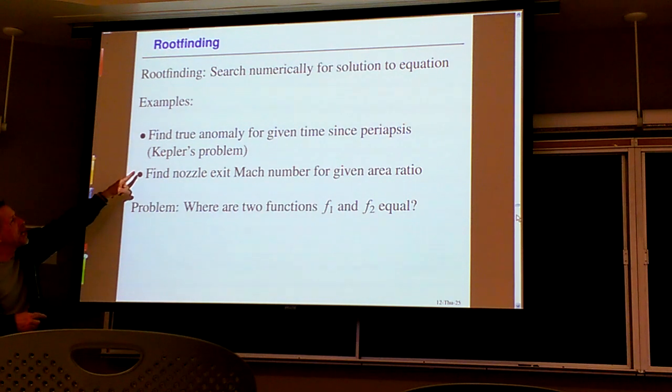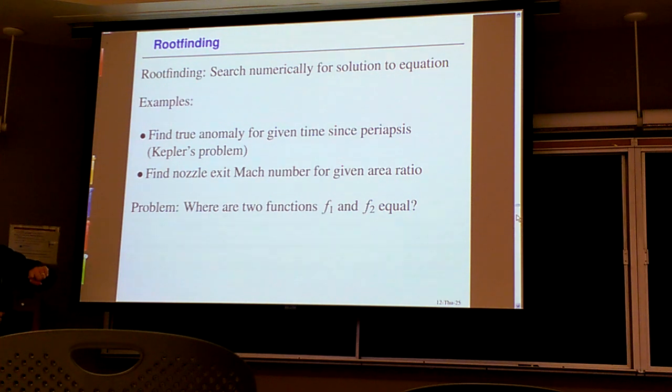Now we have the same thing for time since periapsis. Remember we have these formulas for how much time has passed since the spacecraft came through its periapsis. But that isn't what you often want to know. Most of the time, what you want to know is where it is at a given time, which is turning those formulas around. Again, they have these complicated rational functions with sines in them, so you cannot invert those. This is the so-called Kepler's problem, and so we use iterative solutions for these. You can use iterative solutions for these two, or you can just use a simple root finding technique.